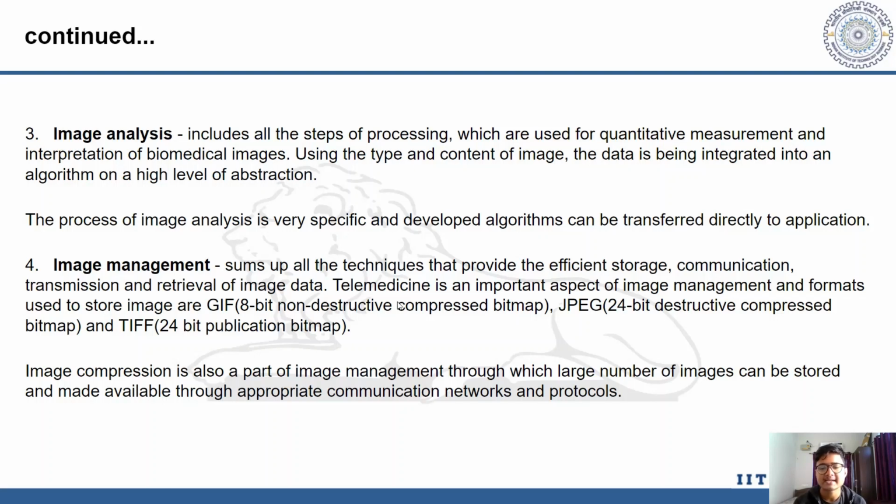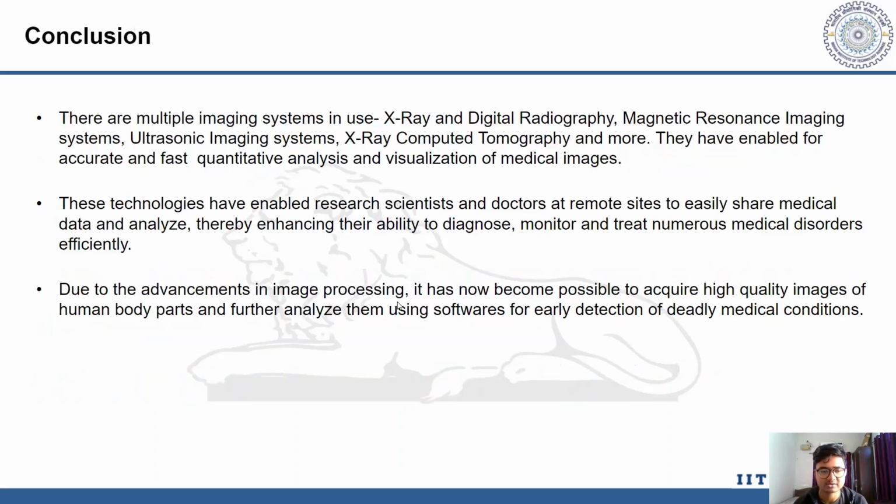Now the last one is image management. It sums up all the techniques that provide efficient storage, communication, transmission, and retrieval of image data. Telemedicine is an important aspect of image management. Formats used to store images are GIF, which is an 8-bit non-destructive compressed bitmap format, JPEG, a 24-bit destructive compressed bitmap, and TIFF, which is basically a stack of images format, a 24-bit publication bitmap. Now image compression is also a part of image management through which a large number of images can be stored and made available through appropriate communication networks and protocols. These are very helpful in research while doing research remotely.